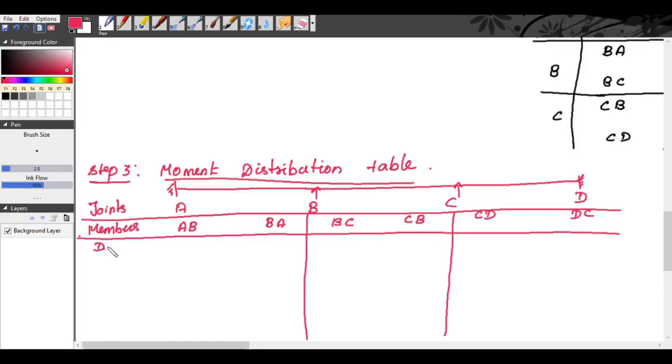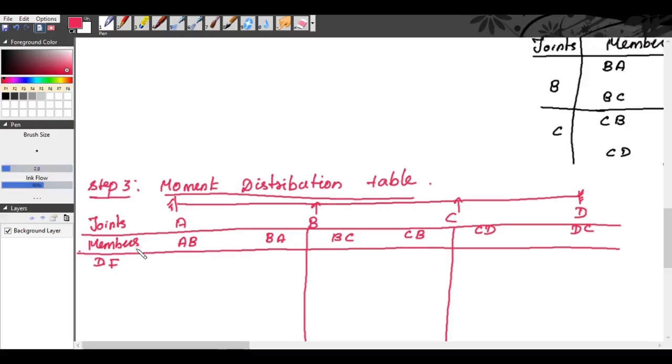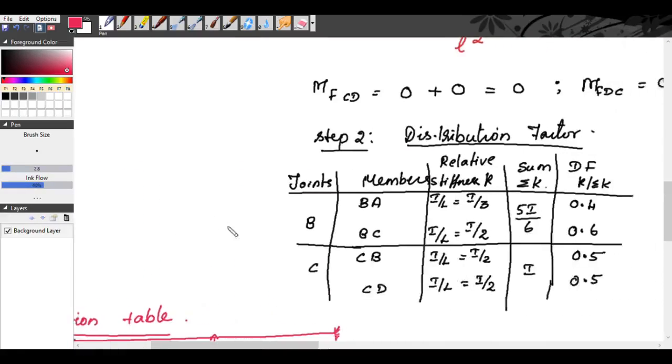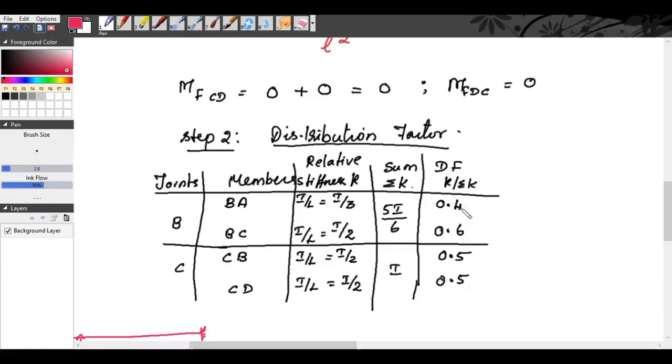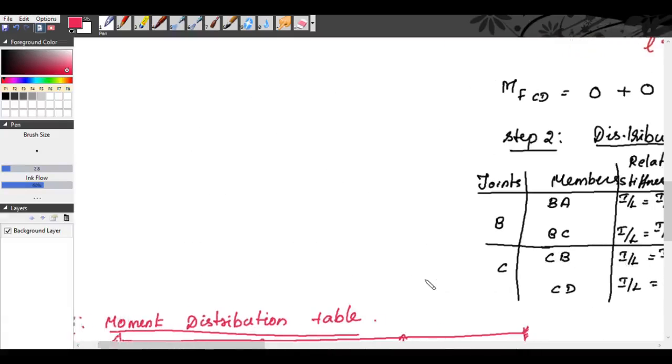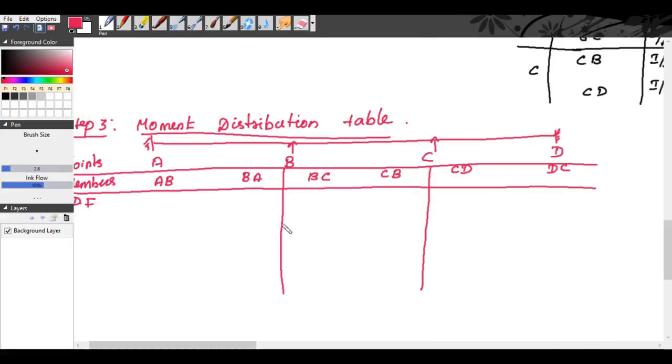Now the distribution factors: for joint B, the distribution factors are 0.4, 0.6. At joint C the distribution factors are 0.5 and 0.5. So for BA the distribution factor is 0.4. For BC, the distribution factor is 0.6. For CB, the distribution factor is 0.5. And for CD, the distribution factor is 0.5.